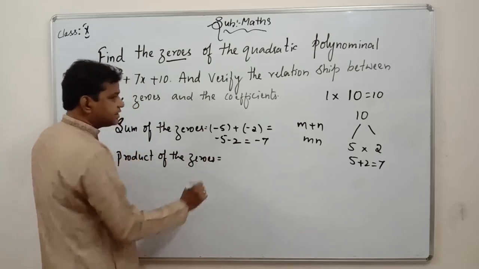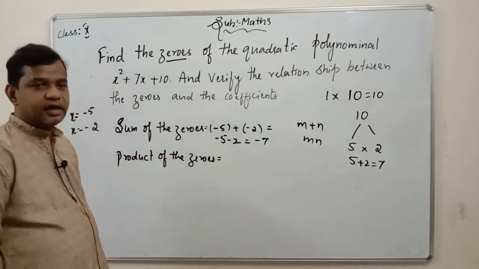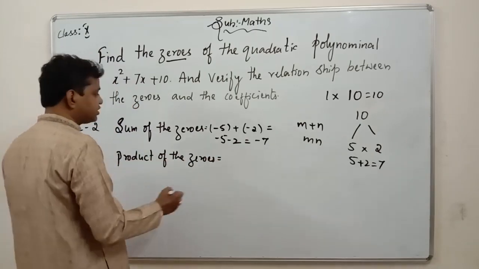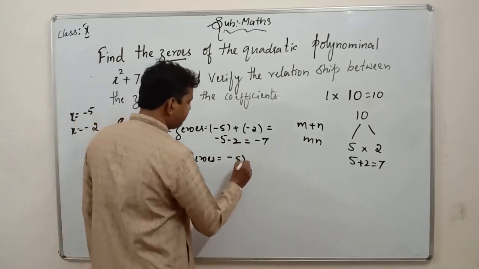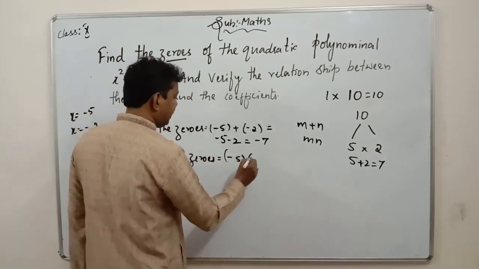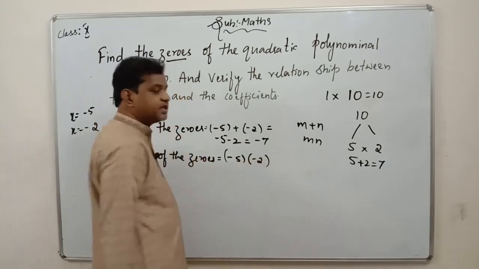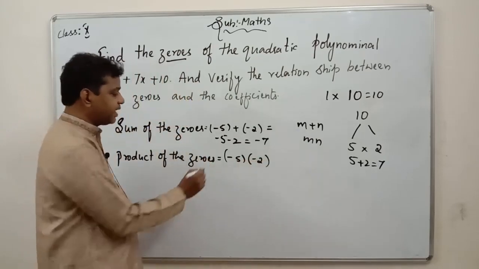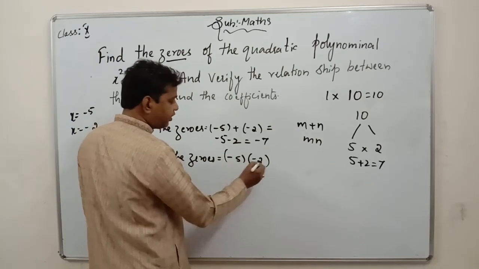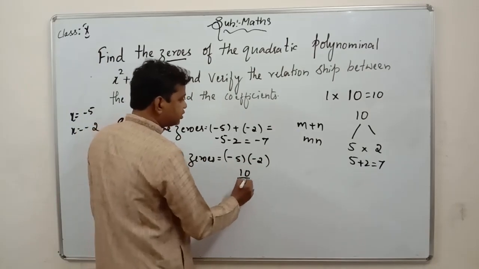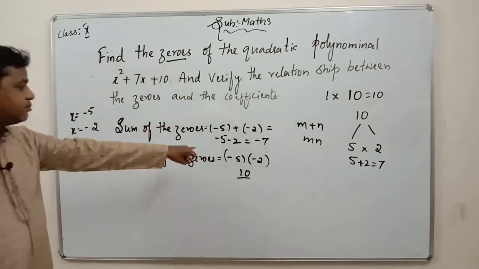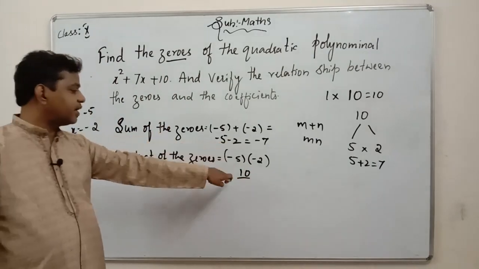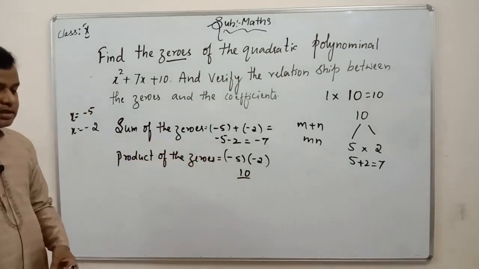Product of the zeros is alpha into beta. Directly you can take. So what is the product of the zeros here? We got minus 5 into minus 2. So what is minus 5 into minus 2? Minus into minus will get plus. So 5 into 2 is 10. So you can see here the sum of the zeros is minus 7 and product of the zeros is 10.